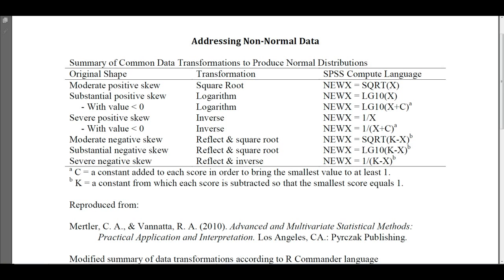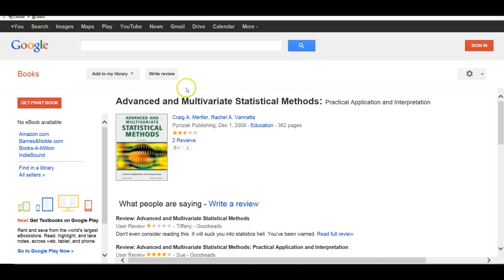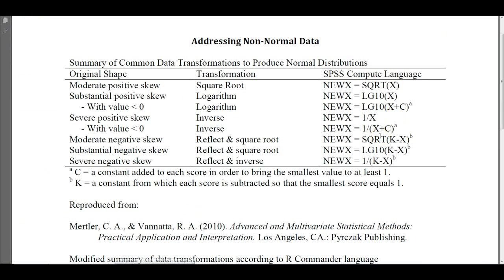So, how did I know how to do a log of that variable? There's a book called Mertler and Vanatta's Advanced and Multivariate Statistical Methods that provides a look into the different common data transformations, which you have here. I've reproduced this table from Mertler and Vanatta 2010.